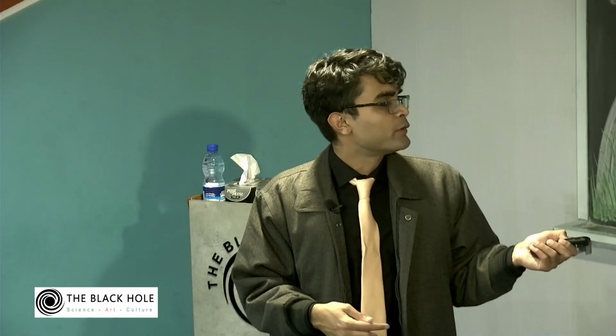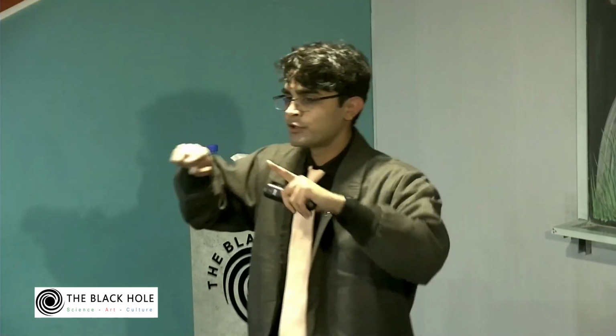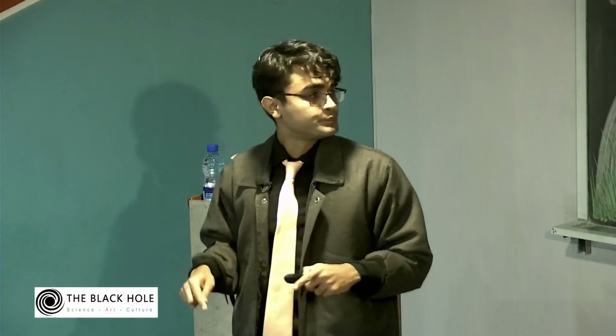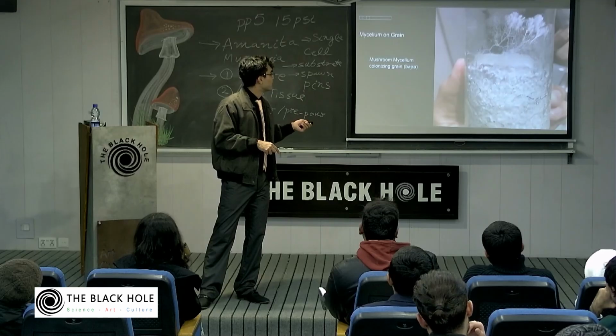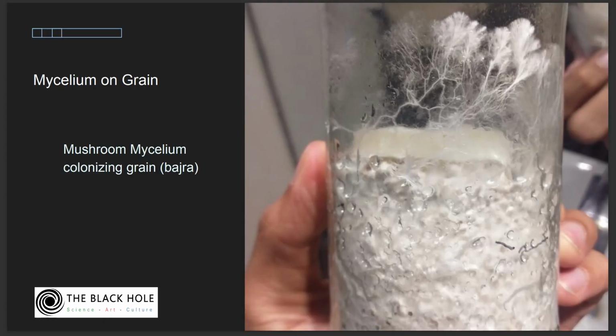This is the grain spawn that we were talking about. Once you have a clean culture, you can transfer it to grain. In this case, our grain was bajra. Bajra is pearl millet, by the way, a grain which is local to Pakistan and India. You just take some cooked bajra, put it in a jar, and pressure sterilize that jar.